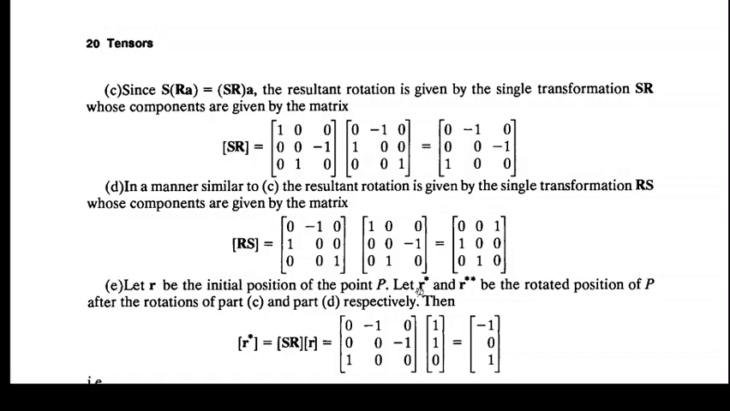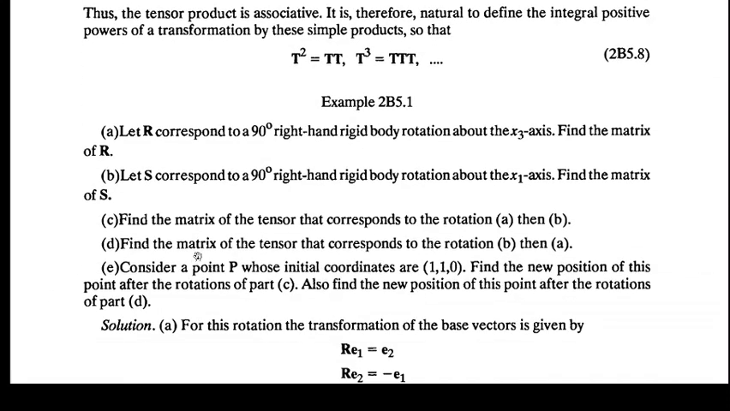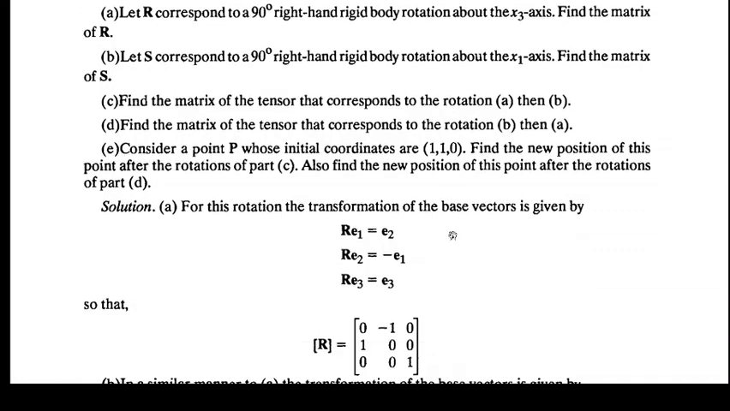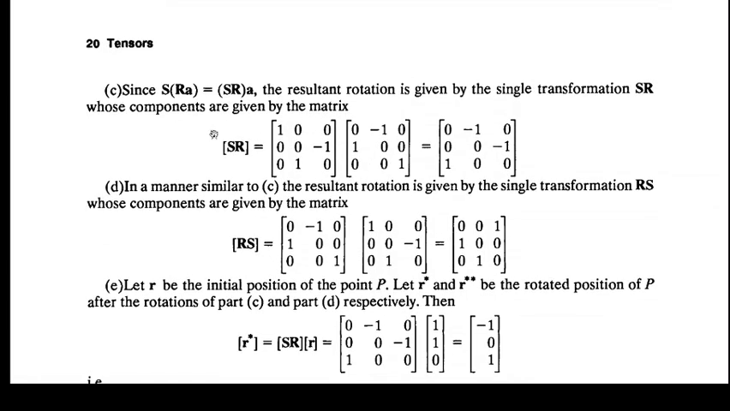Now in the third part you have to find the matrix of the tensor that corresponds to the rotation A then B. First A then B means that you have to calculate SR. And in D you have asked to find first B then A, so first S then R, that is RS.